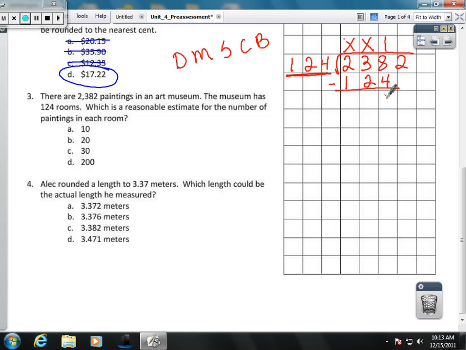And now I am going to subtract. 8 minus 4 is 4. 3 minus 2 is 1. And 2 minus 1 is 1. And I compare now. Is 114 less than 124? Yes, it is. So now I want to bring down my 2.